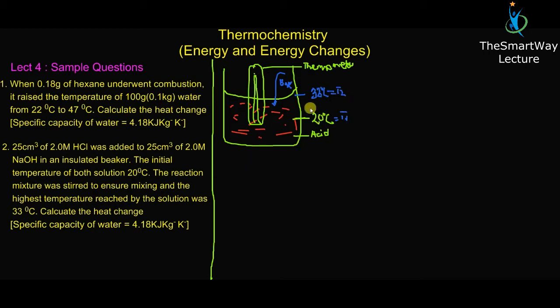And what were they asked? They were asked to find the heat change, and they gave the specific heat capacity of the water. So here, what are you going to do? Always put the data down. So quickly, let's write the given information. Here we are given volume. The volume of the acid HCl is equal to 25 cm cube.